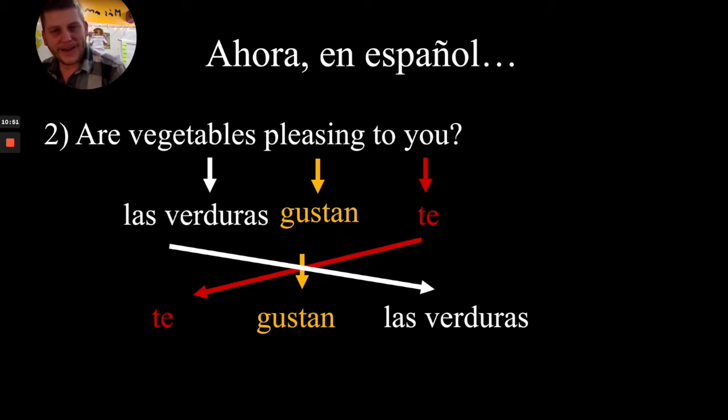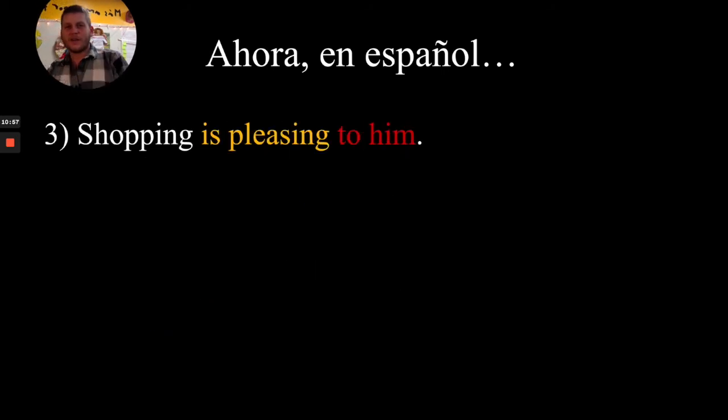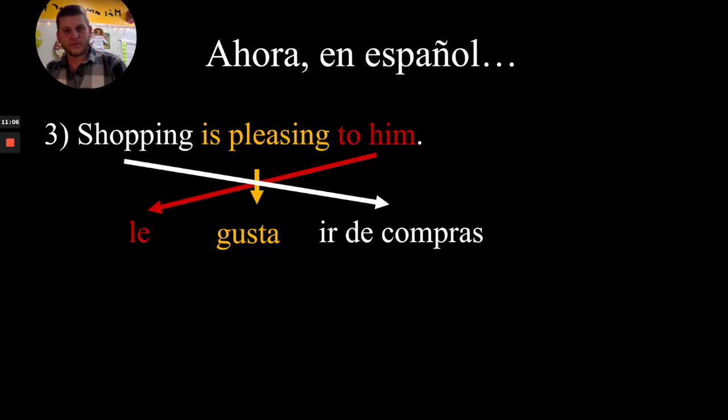¿Te gustan las verduras? Do you like vegetables? Are vegetables pleasing to you? Here we go. Shopping is pleasing to him. How are we going to say to him? Check your list out. Here we go. Le gusta ir de compras. To him is pleasing the shopping.